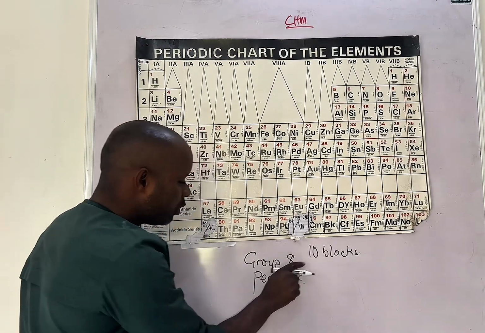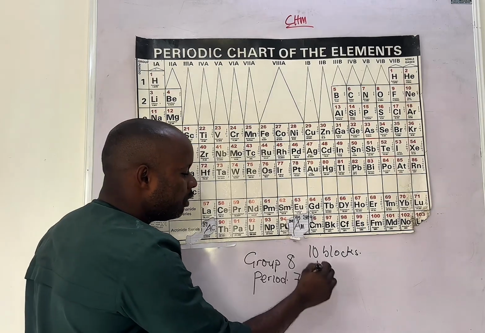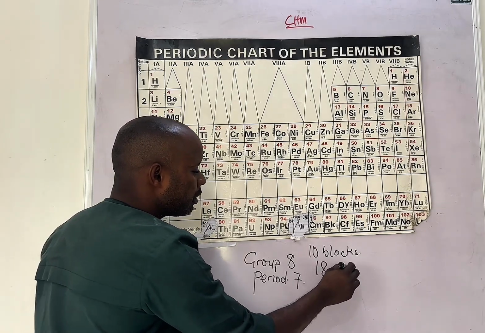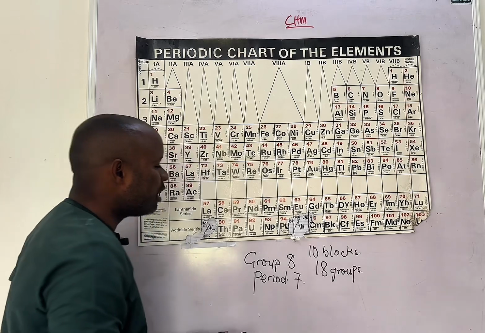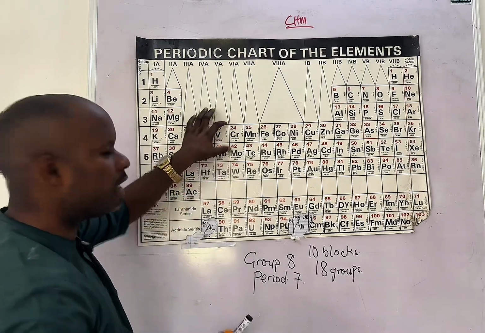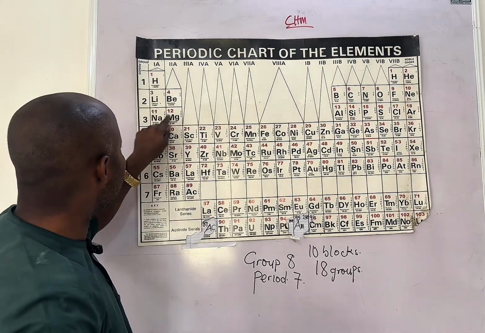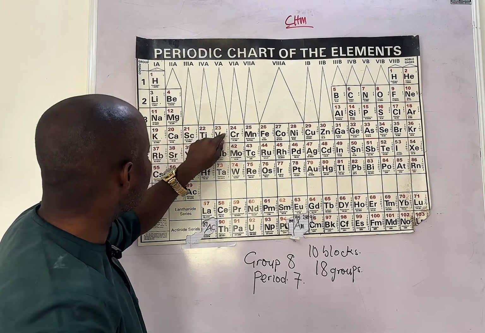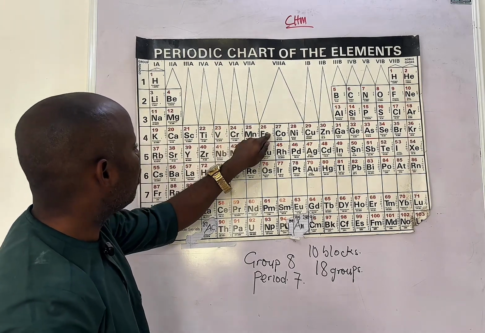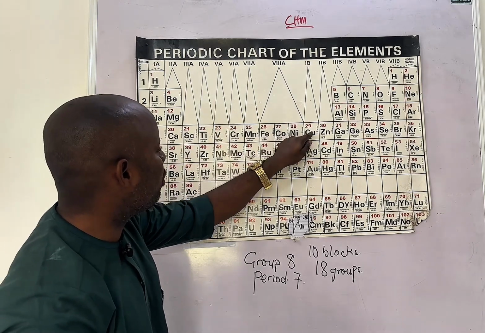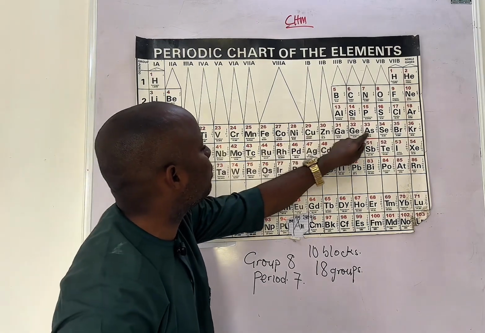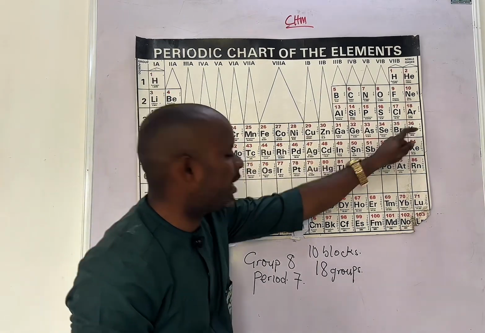If we add 10 to 8, we are going to have 18 groups. That is why we have 18 groups on this periodic table. We have group 1, group 2, group 3, group 4, group 5, group 6, group 7, group 8, group 9, group 10, group 11, 12, 13, 14, 15, 16, 17, 18.